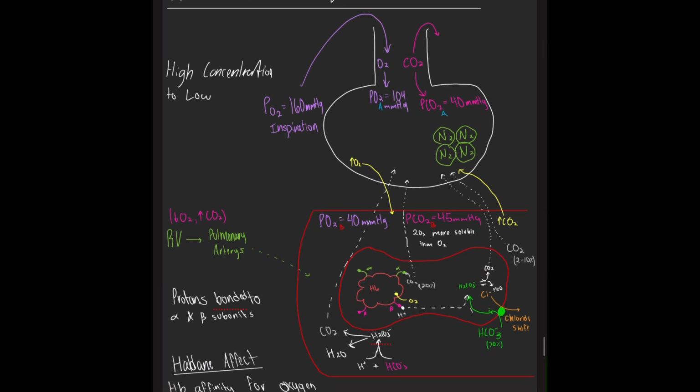What does that mean? Since CO2 is low in the alveoli and it's higher in the blood vessel, it's going to cross. And O2 is going to cross because since it's so high in the alveoli and low in the blood, we need it to get in the blood because oxygen is life.